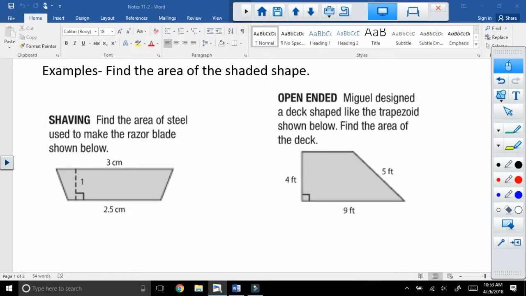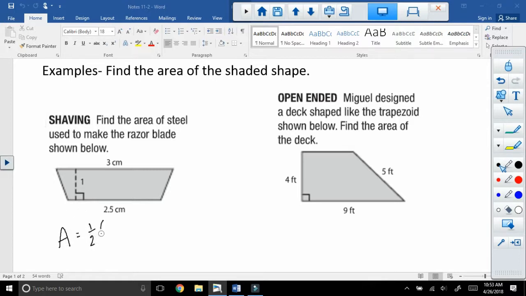Okay, so all of these are going to say to find the area of the shaded shape. In this case, this looks like a little razor blade. The dimensions it says are 3, 2.5, and 1. So this is a trapezoid.